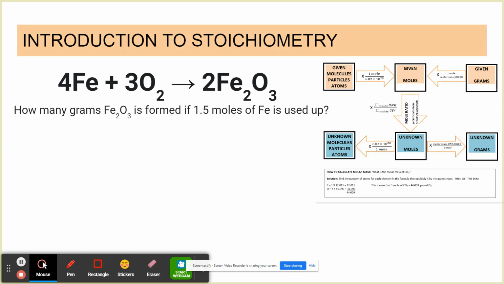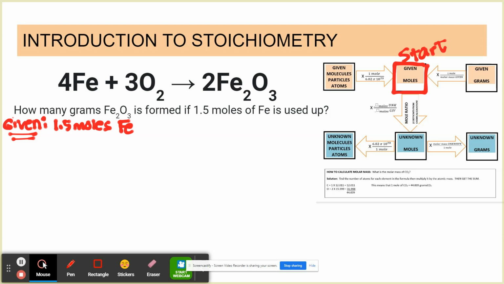So again, it always begins with the first thing: find your given. The given is the most important thing that you need to look for. The given is always the number in the problem. So it's 1.5 moles of Fe. Look at the flowchart. Where is the given, moles? The given boxes are on the very first top row. The given moles is right here. So this will be your starting point. This is where you start.